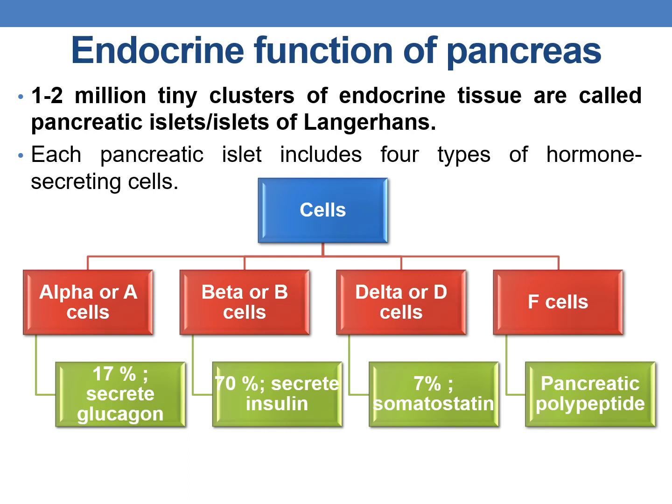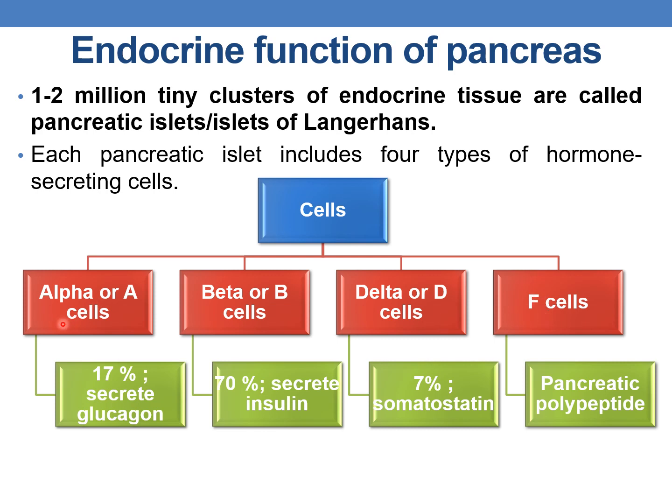Now coming to the endocrine function of pancreas. There are 1 to 2 million tiny clusters of endocrine tissue called pancreatic islets or islets of Langerhans. They perform the endocrine function. Each pancreatic islet includes 4 types of hormone secreting cells. They are alpha or A cells, beta or B cells, delta or D cells and F cells.